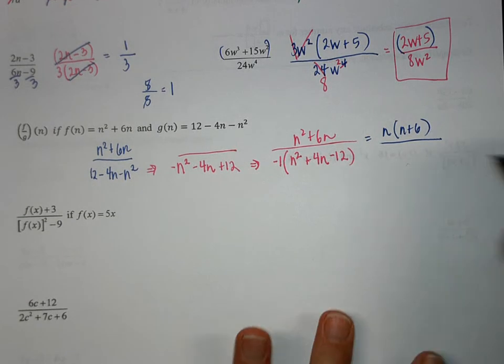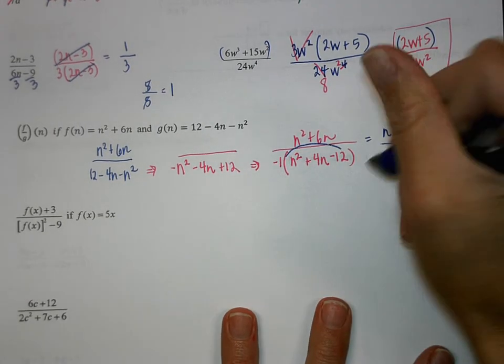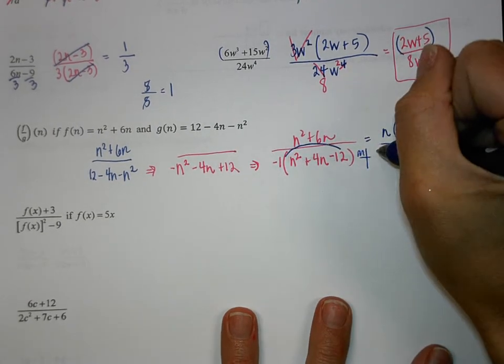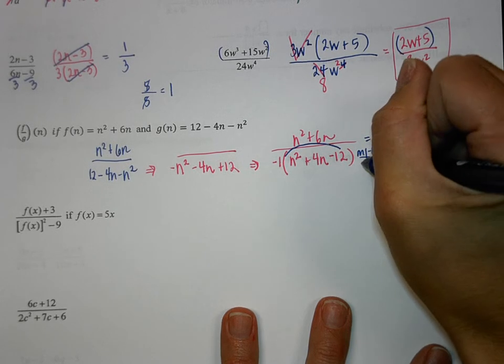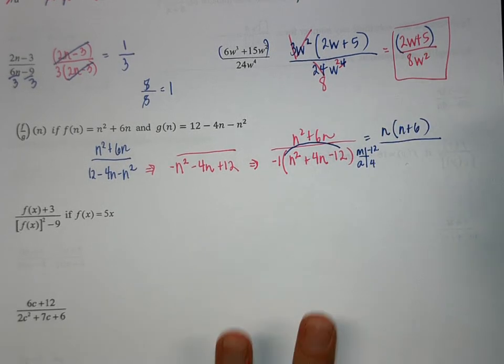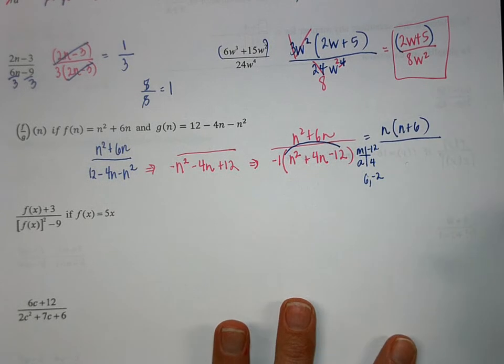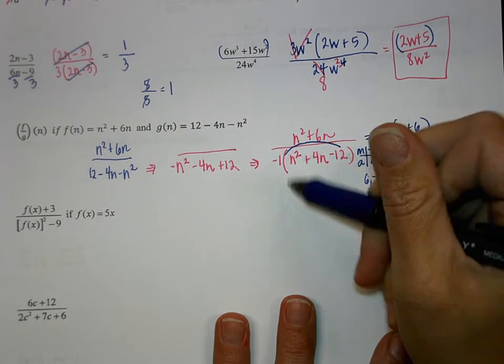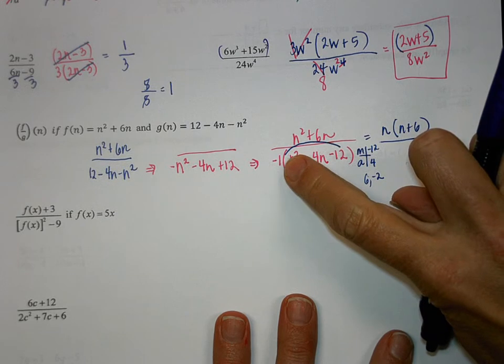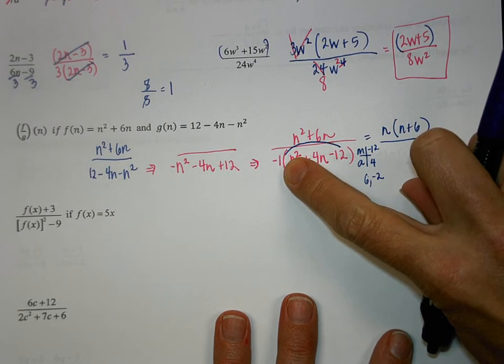Yep, do your little factoring thing. Okay, so my multiplication number is what? Negative 12. My adding number is 4. Very good. 6 and negative 2 are the numbers that will work. Because there wasn't a coefficient in front, we can use our shortcut.